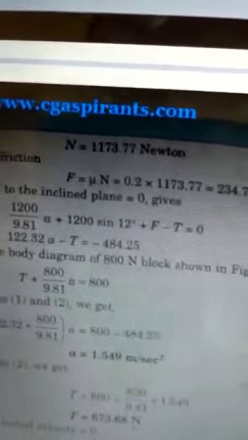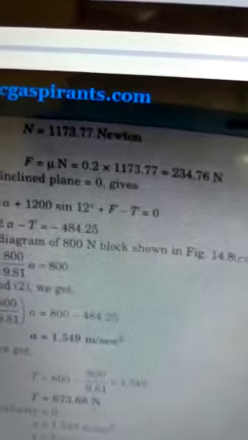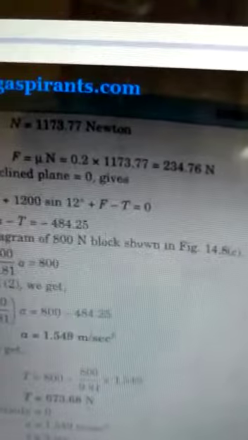Next, before going to the equilibrium condition along the plane, you work out the frictional force. As you got N, you know that F is equal to mu N, where mu is the coefficient of friction, given as 0.2. Therefore, F is equal to 0.2 into 1173.77, so it works out to 234.76 Newton.